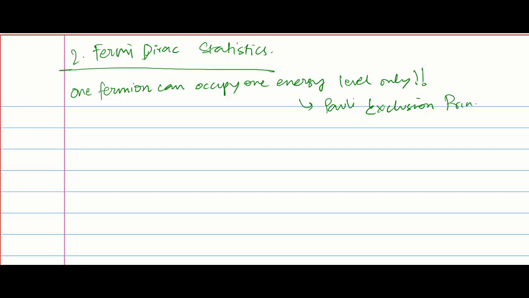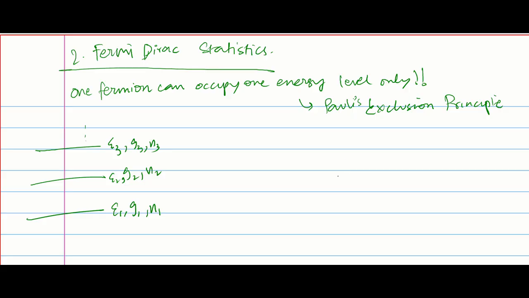Exclusion principle. Pauli's exclusion principle. Okay, so let's consider energy levels E1, G1, N1, E2, G2, N2, E3, G3, N3, and so on, which is energy E3 has degeneracy G3, and the number of particles in there is N3.